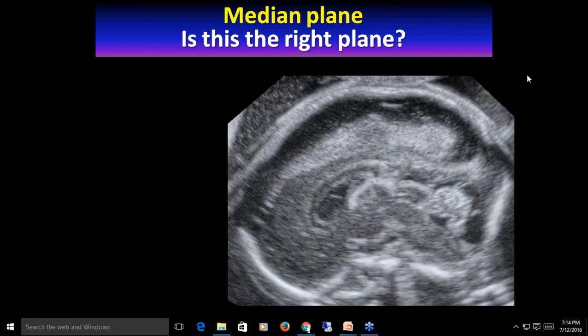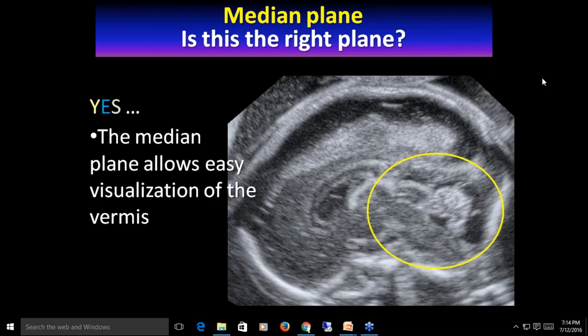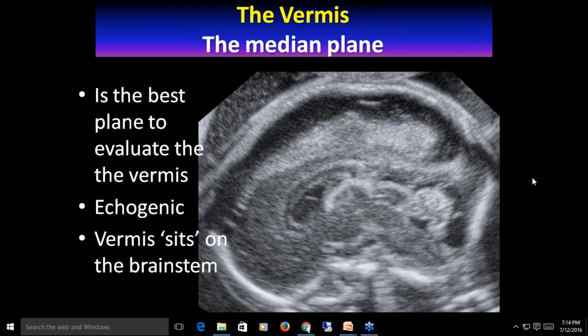So now let's look at the median plane. Is this the right plane? Yes, it is. The median plane allows easy visualization of the entire vermis. This is the vermis right here. So let's look a little bit more at the structures of the median plane. As I said earlier, it's the best plane to evaluate the vermis. The vermis is typically echogenic, and it's the most echogenic structure that you see in the posterior fossa, and it sits on the brain stem.